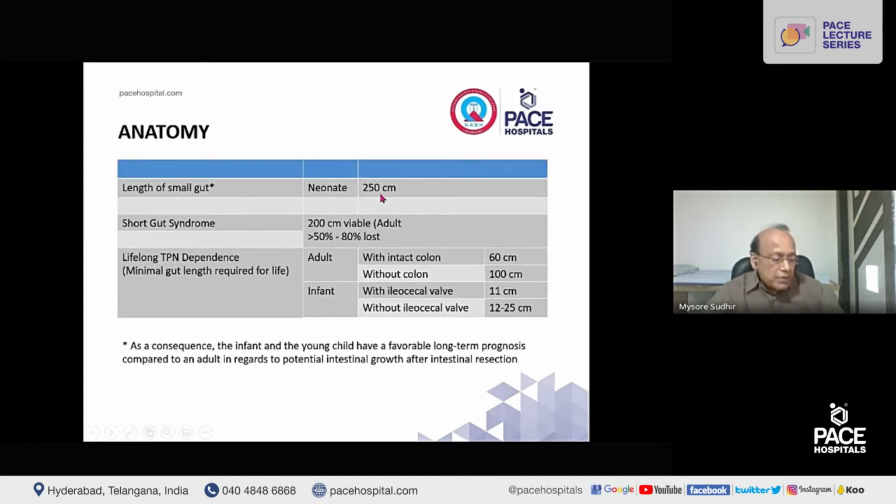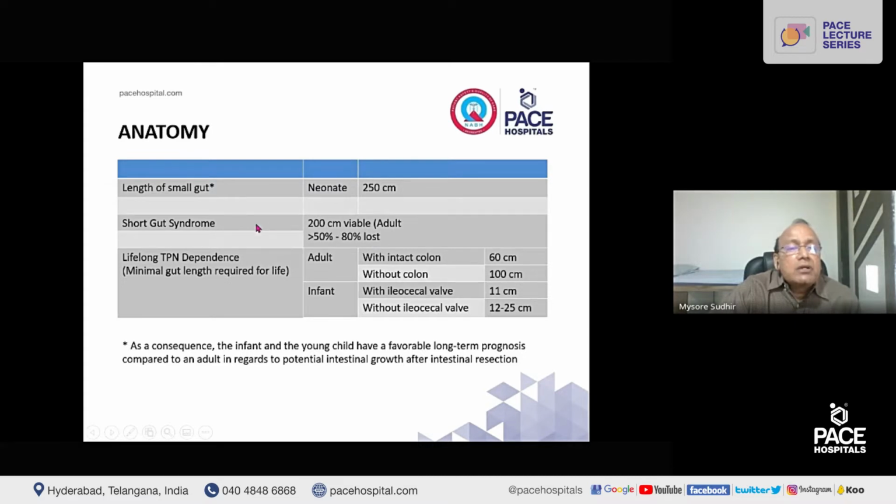Now, if you go to the anatomy, as Dr. Dheeraj was saying, we have about 600 centimeters of intestine in the normal adult, but in the neonate it's only about 250 centimeters. When you call it a short gut, that means the gut has become small because of many factors. It could be a structural reduction in size or a functional reduction in size. So when it comes to about 200 centimeters in an adult, from 600 to 200, or on average, if more than 50 to 80% of the intestine is lost, then we call this short gut syndrome.